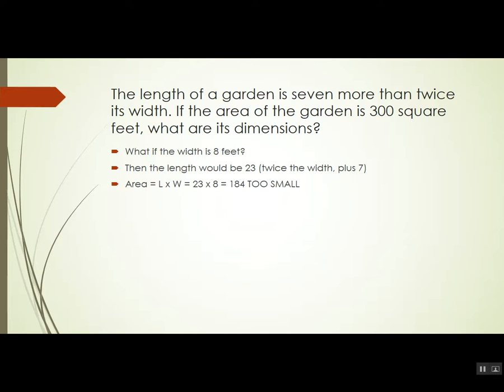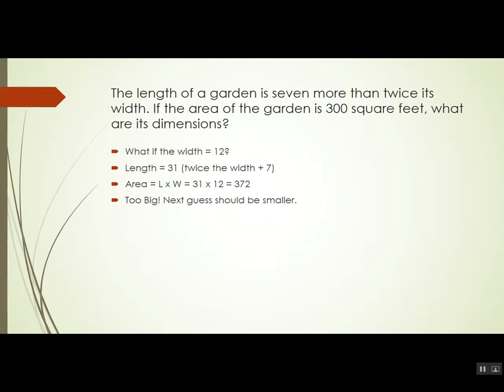What if the width is 8 feet? Well, then the length would have to be 23. Twice 8 is 16, plus 7 is 23. The area then is 23 times 8, which is 184 square feet, and that's too small. So let's make a bigger guess for the width. If our width is 12, then the length is 31, twice the width plus 7. The area is 31 times 12, 372, and that's too big, so our next guess should be smaller.